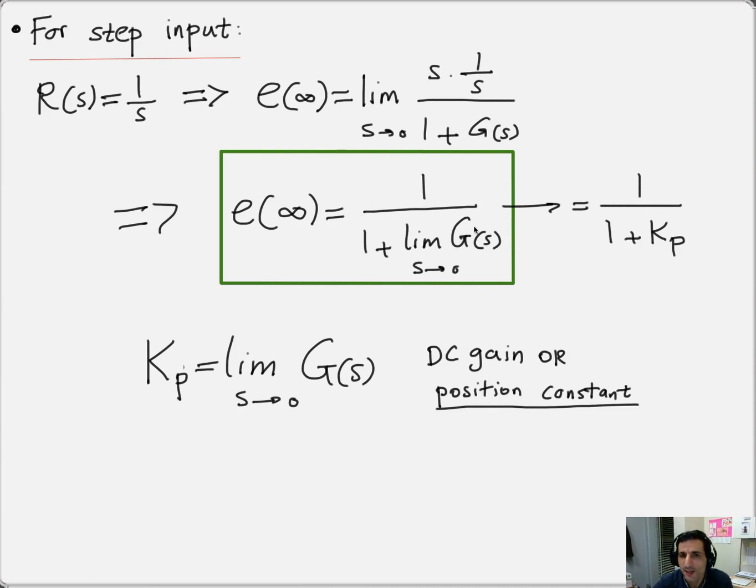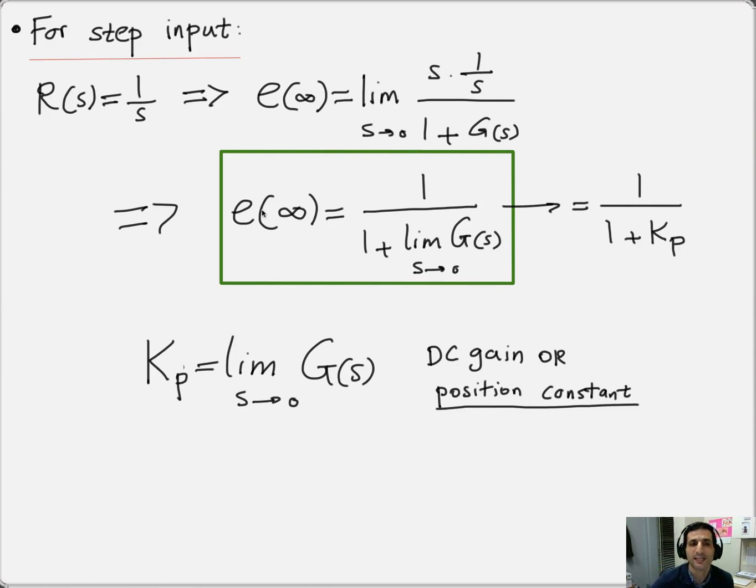Now the limit of G of S when S goes to 0 is called the DC gain that we talked about a couple of weeks ago, I think, when we were talking about the second order transfer function. It is called DC gain because it is simply associated with the gain of the system at DC, meaning at 0 frequency. In the context of interpreting different test functions, we give it another name: position constant, simply shown by K sub P.